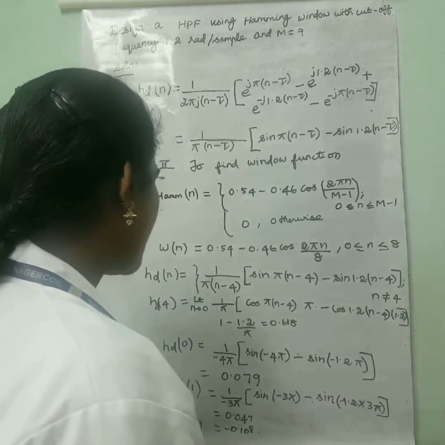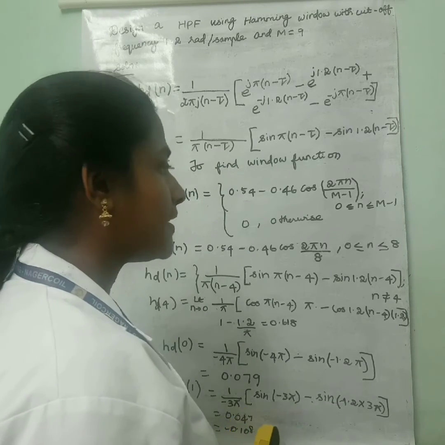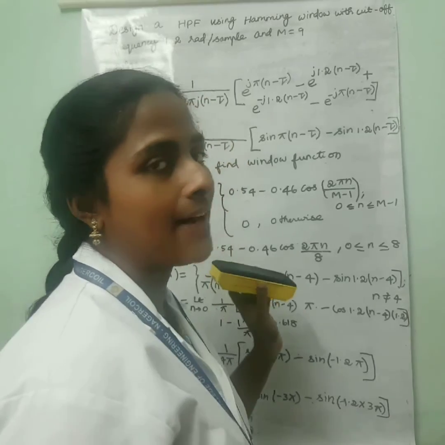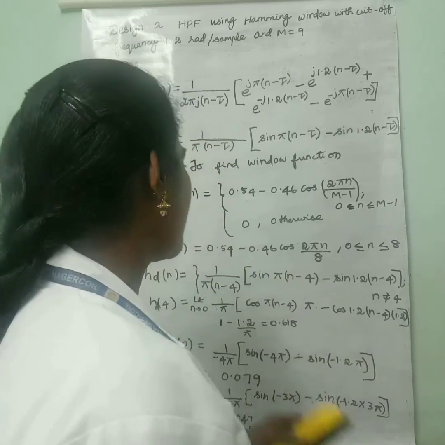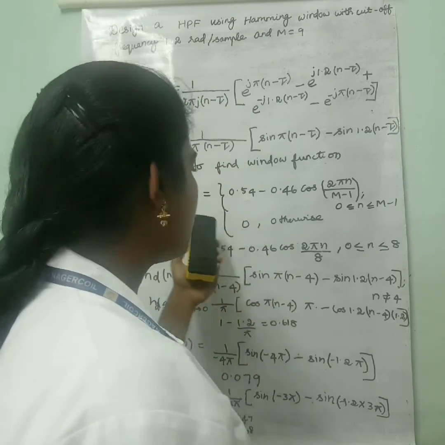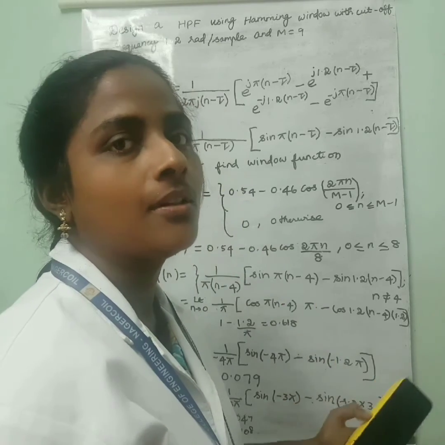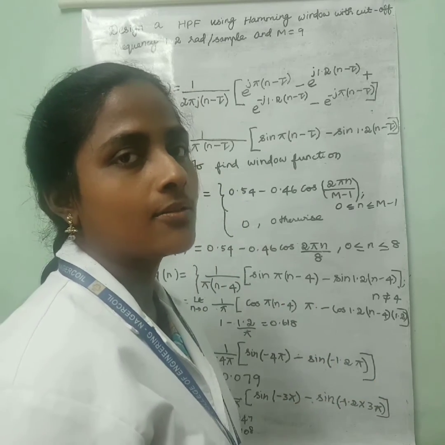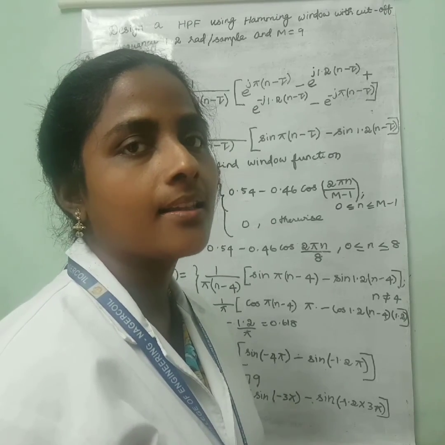Similarly, h_d(2) also you will get minus 0.108. In this way, you have to find the values up to 8, h_d(0) to h_d(8). In the window function also you have to find up to 8, that is w(0) to w(8). So the remaining part we can see in the next class. That's all. Thank you.